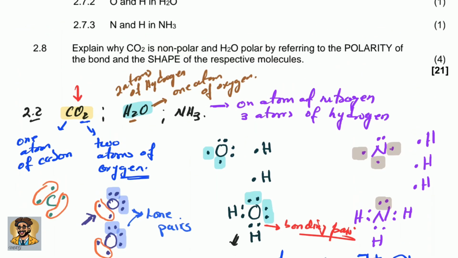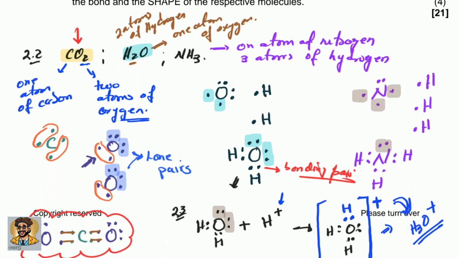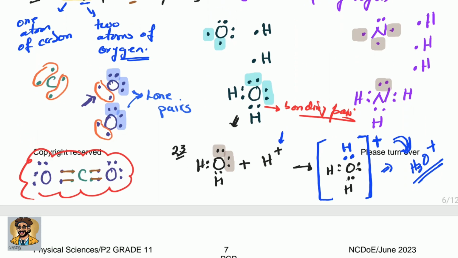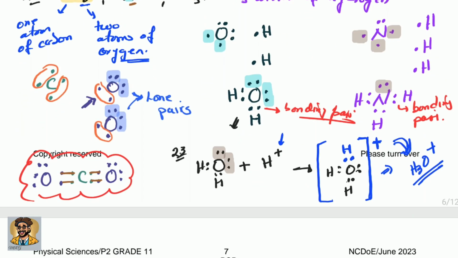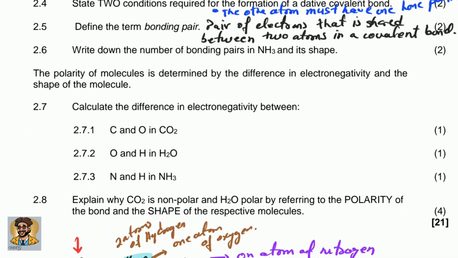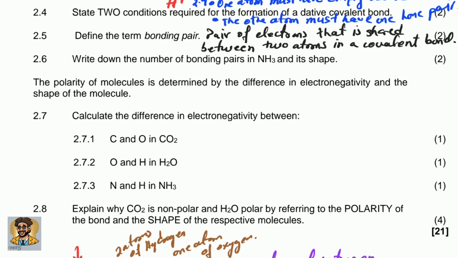In all the cases, the bonding pair for water, but also for ammonia, this one here will be a bonding pair. Write down the number of bonding pairs in ammonia. Guys, that is why we draw all of them. In other words, they're asking for the bonding pairs, so it's 1, 2, and 3. There are 3 bonding pairs.